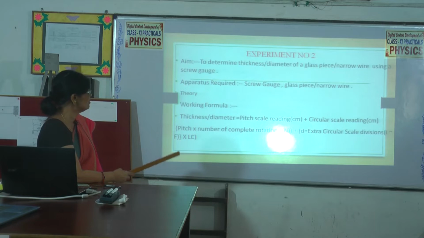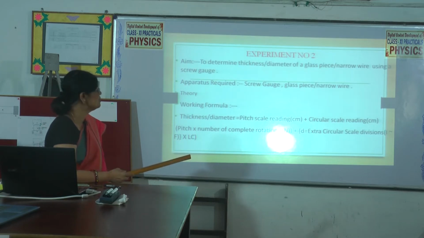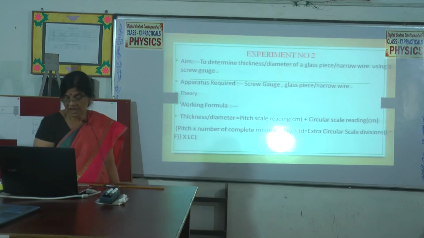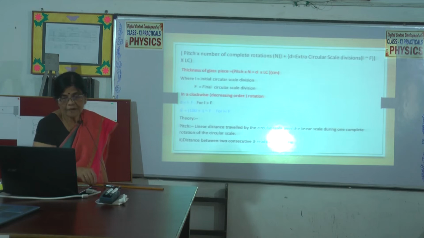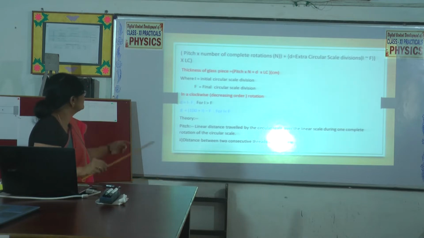So what is the working formula for the thickness? Pitch scale reading plus circular scale reading. That is pitch into number of complete rotations in centimeter plus d into least count in centimeter. Now, here you will have the working formula, and this is again repeated here.